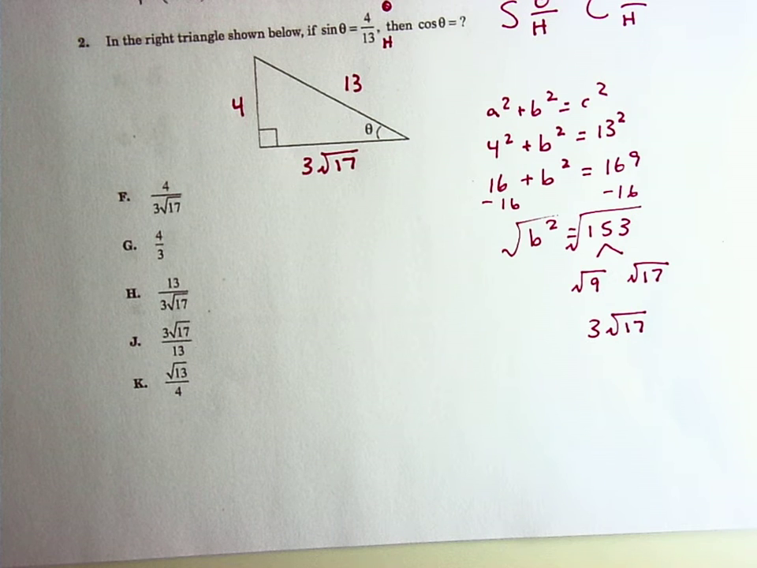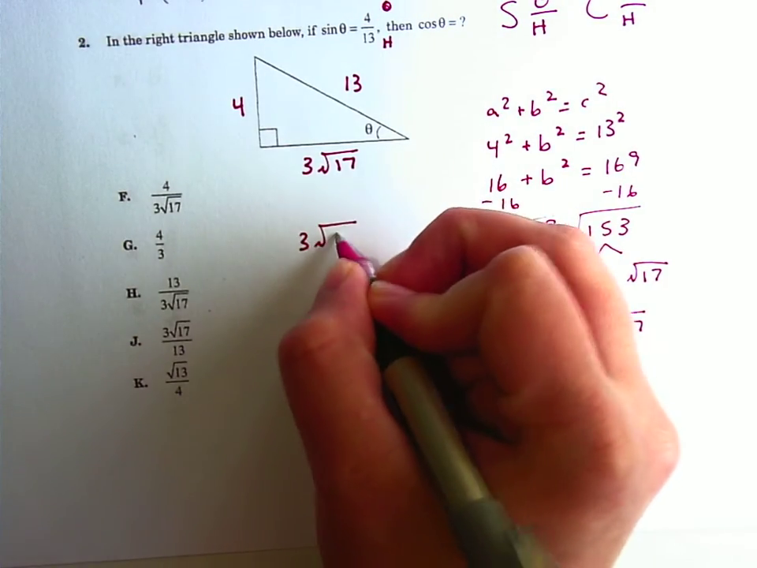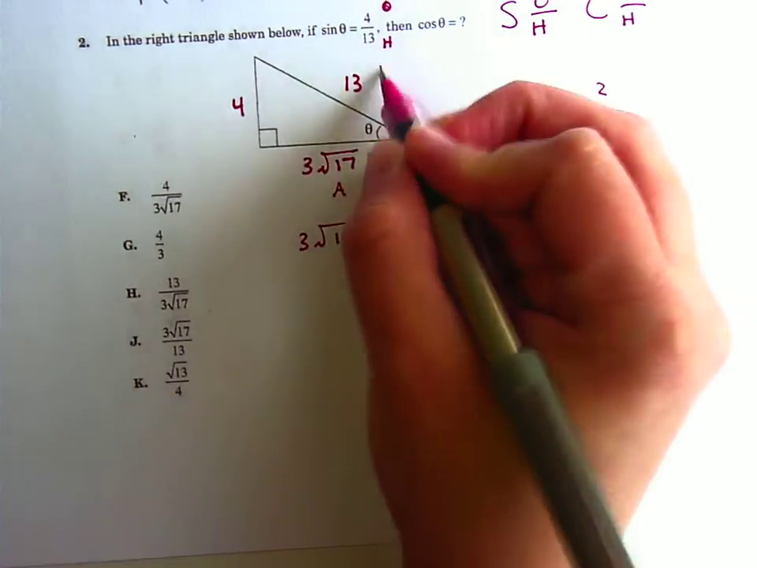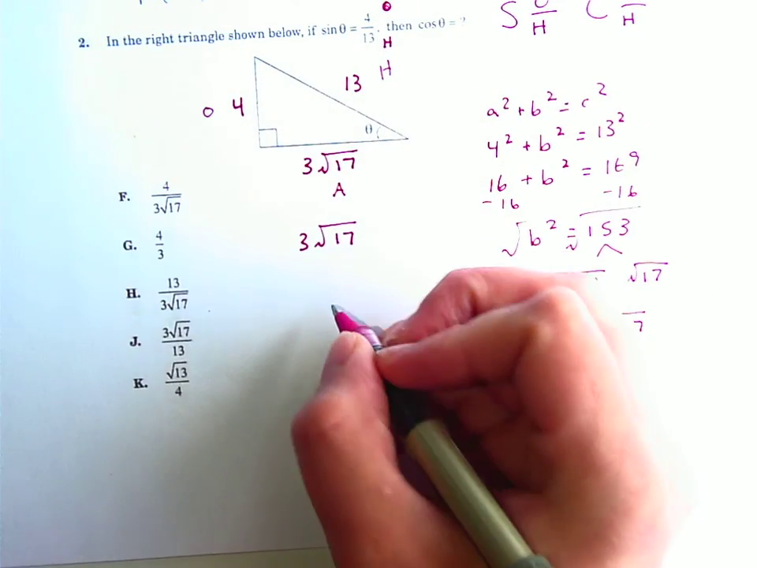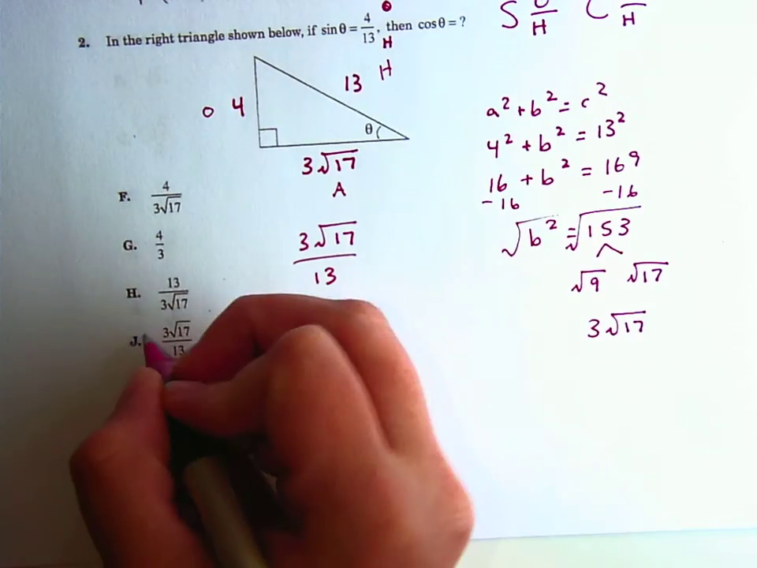So cosine is opposite over hypotenuse. Sorry, adjacent over hypotenuse, so that would be 3 square roots of 17. This is the adjacent side. Here's the hypotenuse. And then over 13, which is J.